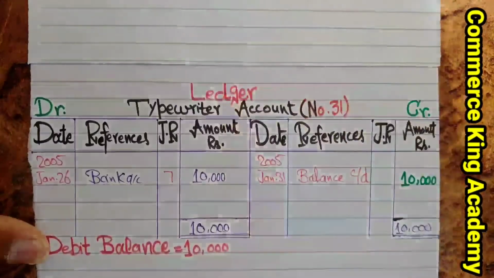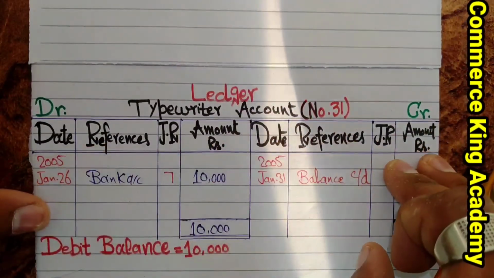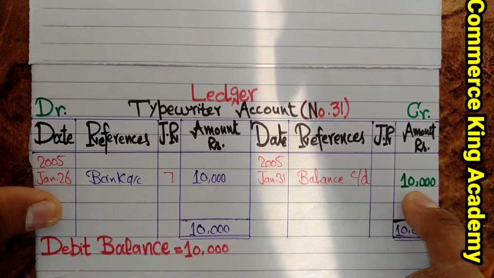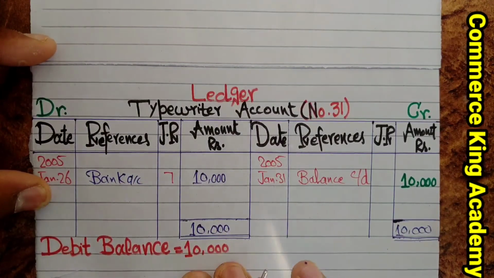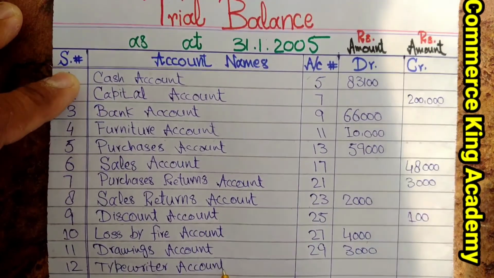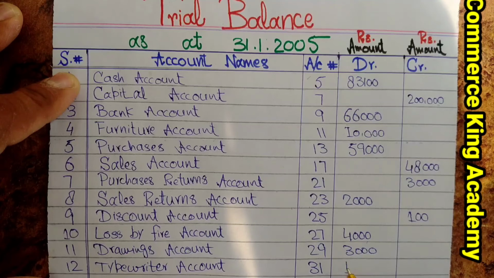Next account is typewriter account with number 31, debit side and credit side of the ledger account. We have a difference of 10,000 rupees on credit side. So ultimately debit side is heavier. So we have debit balance of 10,000 rupees. Serial number 12, account name typewriter account 31, debit balance 10,000 rupees.